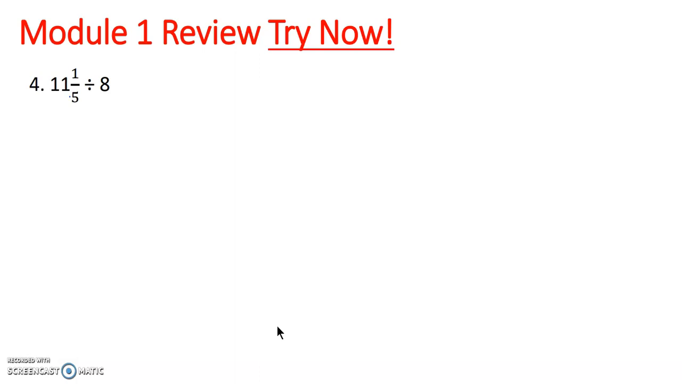All right, so we're going to take this 11 1/5 and we're going to change this to an improper fraction. 5 times 11 is 55, plus 1 is 56 over 5, divided by 8 over 1. We're going to change this now to 56 over 5 times 1/8. Let's look to cross reduce. 5 and 1 we have nothing, but 8 and 56 we can definitely divide. 8 divided by 8 is 1, and 56 divided by 8 is 7.